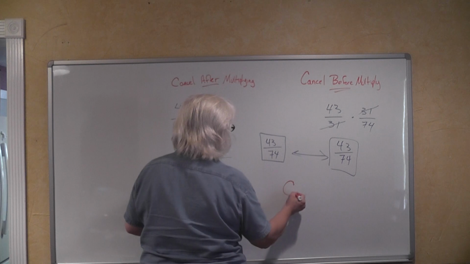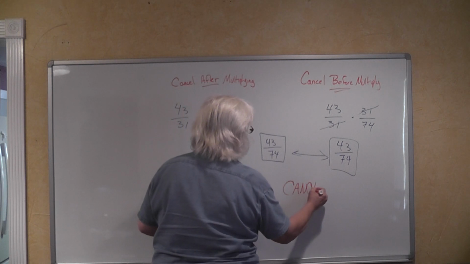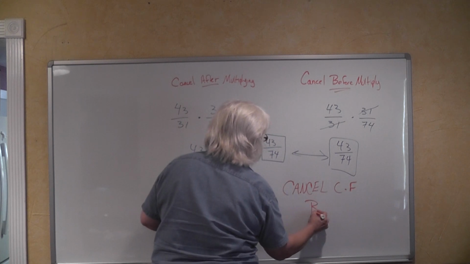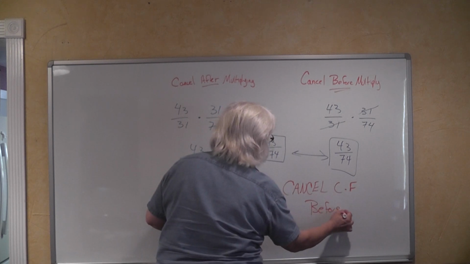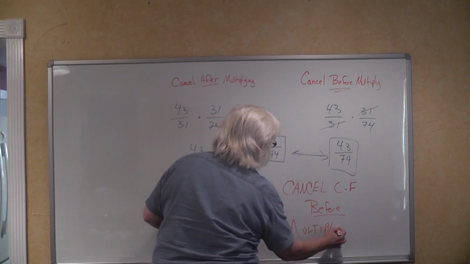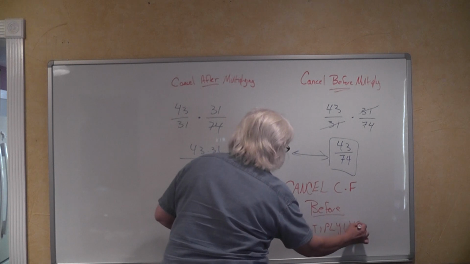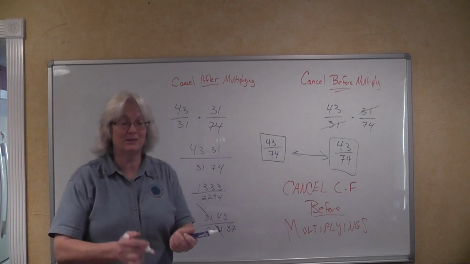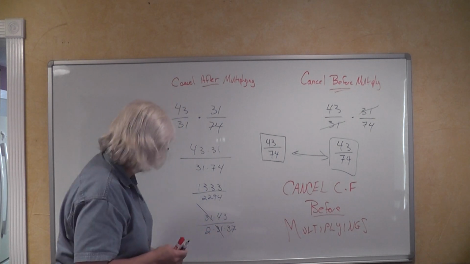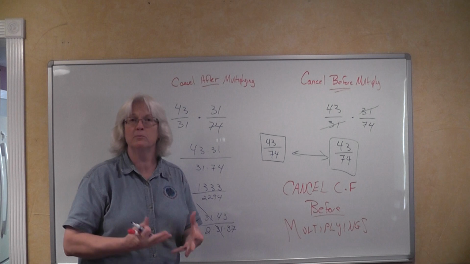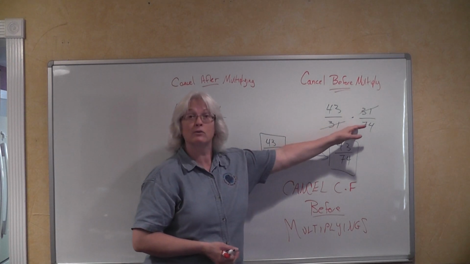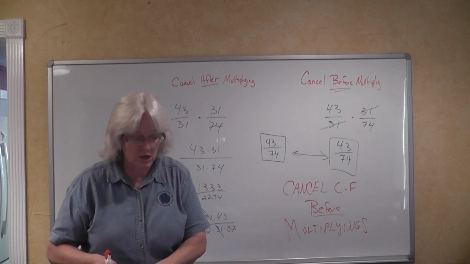cancel common factors first if at all possible. Cancel common factors before multiplying. Your life will be much easier. Moms and dads, you will have far less drama to deal with. You will hear fewer pages being torn out and crumpled and pens being thrown across the room because kids are frustrated. If you can cancel common factors first, your life is much easier.